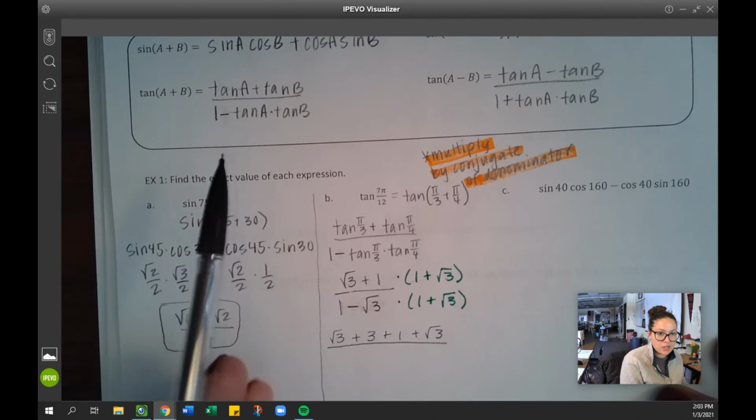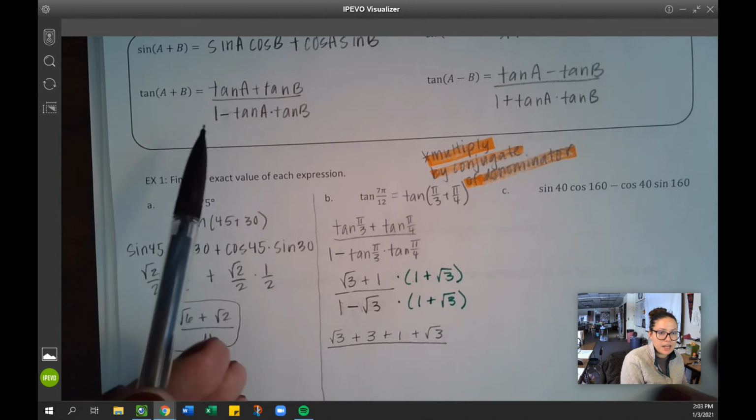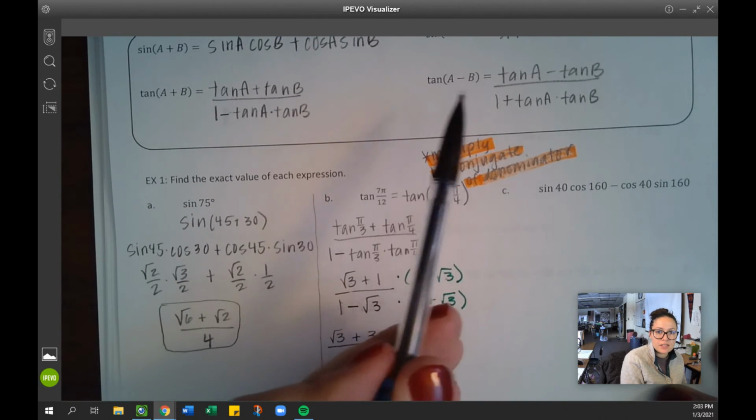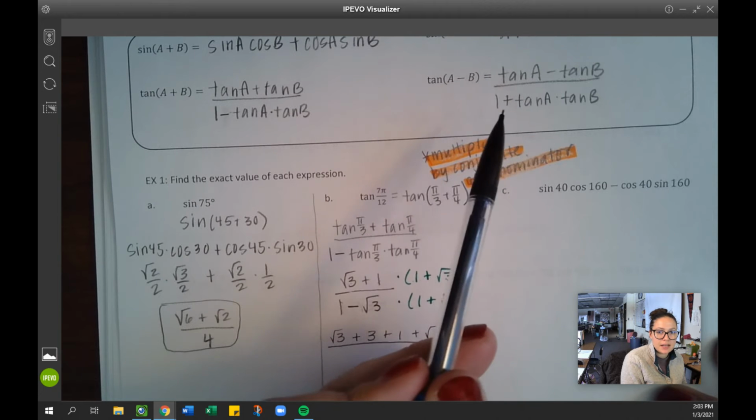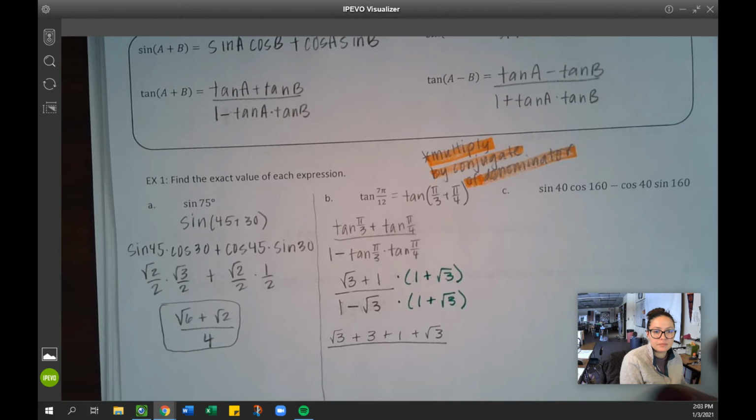So make sure you got those changes there. Tangent A plus B is a positive on the top and a minus on the bottom. Tangent of A minus B is a minus on the top and a plus on the bottom. So pause the video if you need to. Make sure you have everything matching what I have.